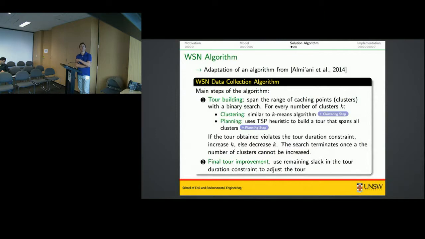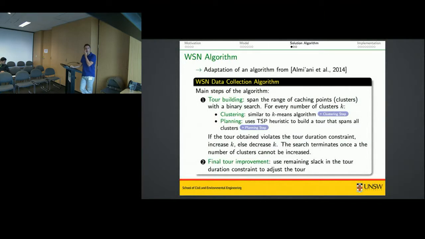Now, the tour building step, of course, has a complexity which also depends on the number of iterations you need in the binary search. So the total complexity of this step is a bit critical, but in practice, it has been observed that it is mostly driven by the TSP heuristic anyway.